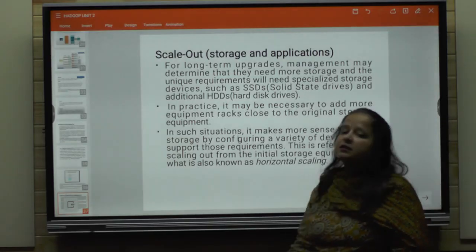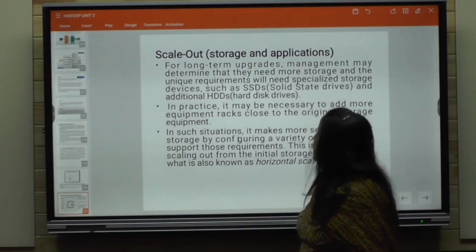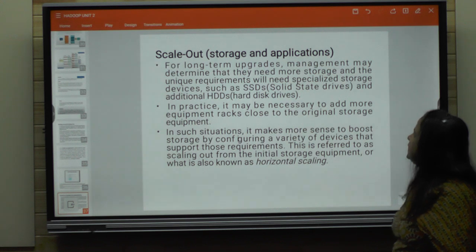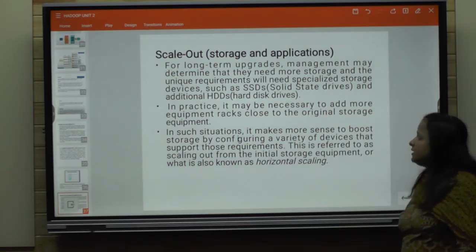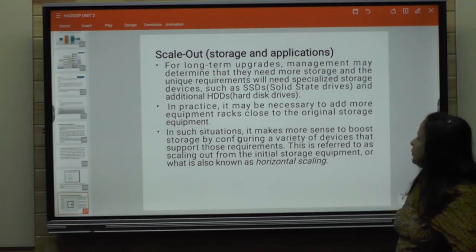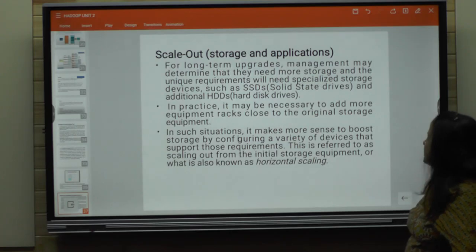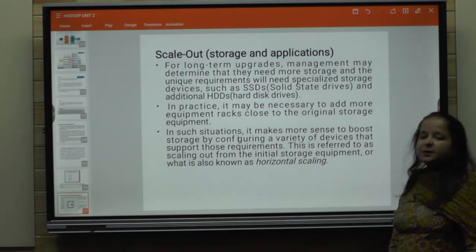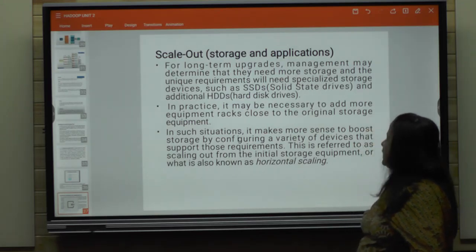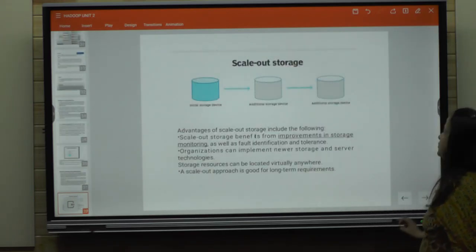The second thing is scale out or horizontal scaling. For long-term upgrade, management may determine that they need more storage and the unique requirement will need specialized storage such as solid state drives and additional hard disk drive. In practice, it may be necessary to add more equipment racks close to the original storage equipment. In such a situation, it makes more sense to boost storage by configuring a variety of devices that support those requirements. This is referred to as scaling out from the initial storage, or it is also known as horizontal scaling.